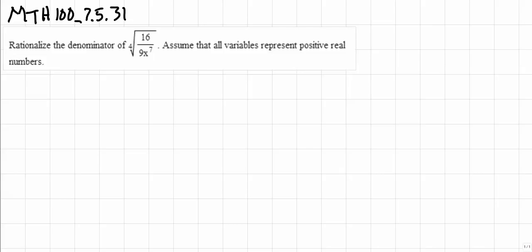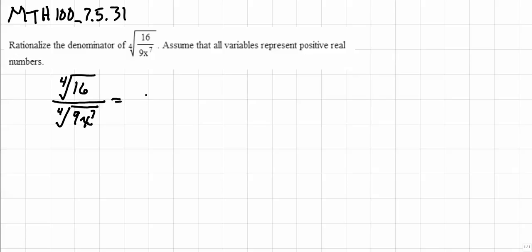Rationalize the denominator of the fourth root of the fraction 16 over 9x to the 7th. Assume that all variables represent positive real numbers. So what I will start off with is going ahead and dividing this up so that I have a numerator and a denominator, each under their own separate radical sign. So I have the fourth root of 16 in the numerator and the fourth root of 9x to the 7th power in the denominator.